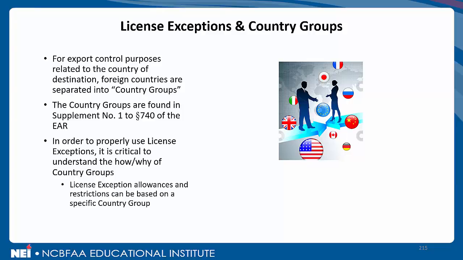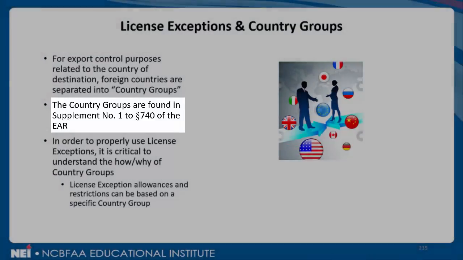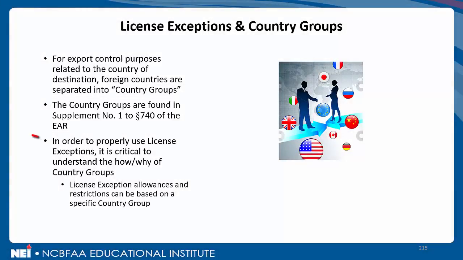Something we haven't talked about much at all is license exceptions and country groups. As you'll see in our first bullet point, for export control purposes related to the country of destination, where we're shipping to, foreign countries are separated into country groups. So yes, we have the country chart, but we also have country groups based on different levels of concern, in essence. We'll talk more about that in just one second. But the country groups, as we'll see in a moment, are found in supplement number 1 to part 740 of the EAR.